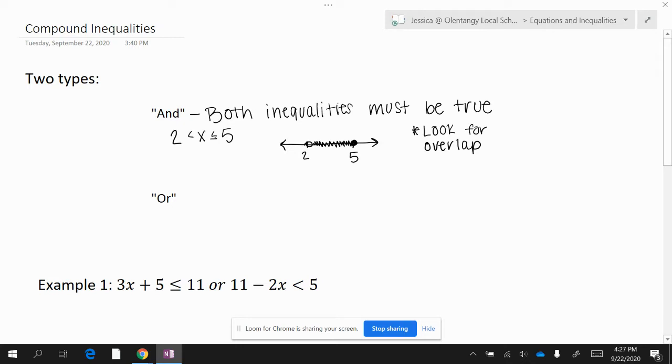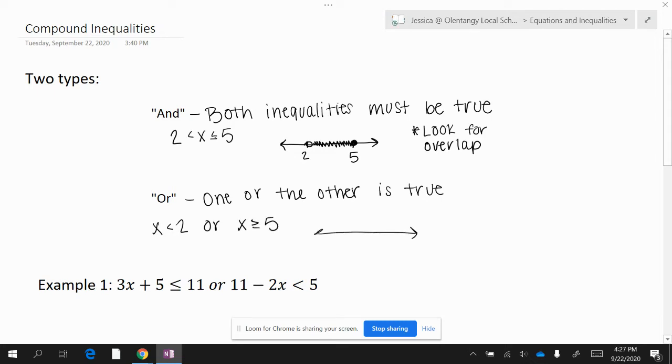For "or" inequalities, one or the other is true. So for example, x is less than 2 or x is greater than or equal to 5. On our number line, 2, 5, open circle, closed circle, x is less than 2, just below 2, and x is greater than or equal to 5.